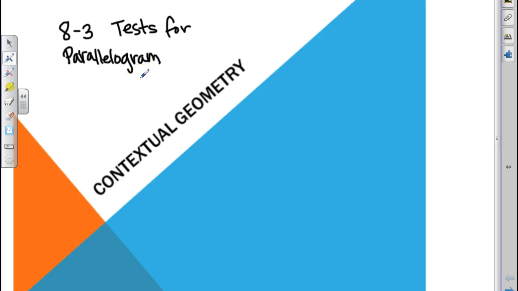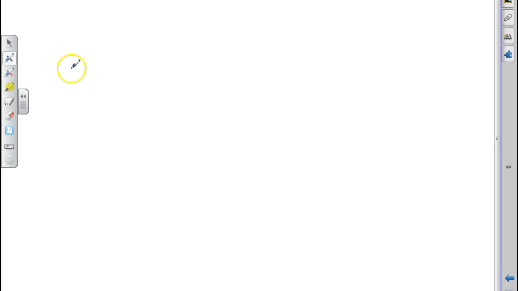All right, so we put in your notebooks a green foldable that we're going to put different things on. And the first thing we put yesterday was a parallelogram. So we are going to continue with that and talk about tests for parallelograms. So we have a theorem, and this is theorem 8.7.